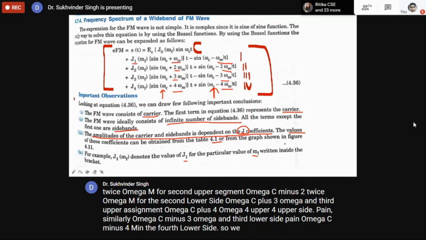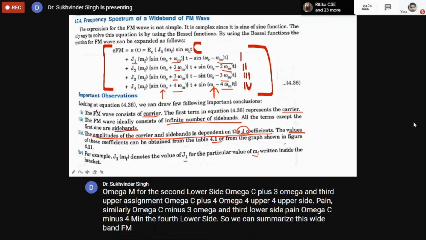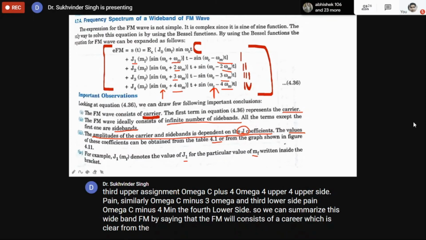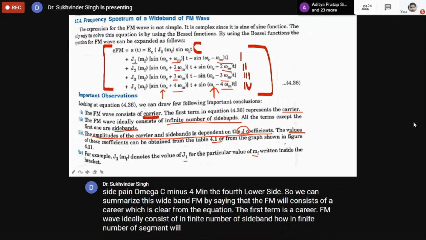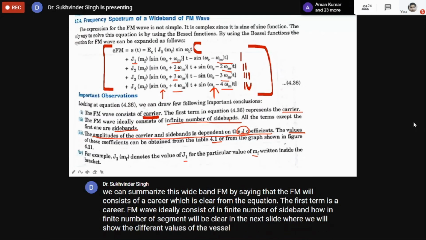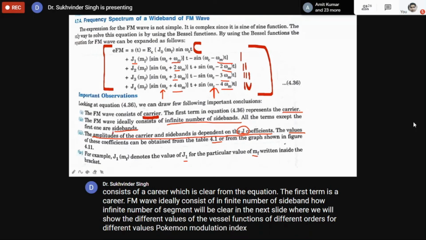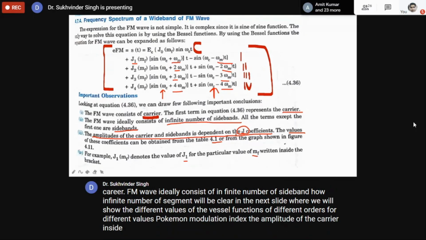So we can summarize this wideband FM by saying that the FM wave consists of a carrier, which is clear from the equation. The first term is a carrier term. FM wave ideally consists of infinite number of sidebands. How infinite number of sidebands will be clear in the next slide, where we will show the different values of the Bessel functions of different orders for different values of the modulation index. The amplitude of the carrier and sidebands is dependent upon the Bessel function coefficients.